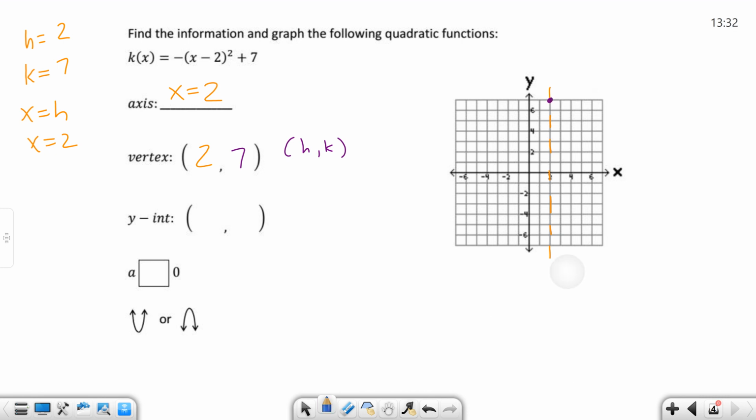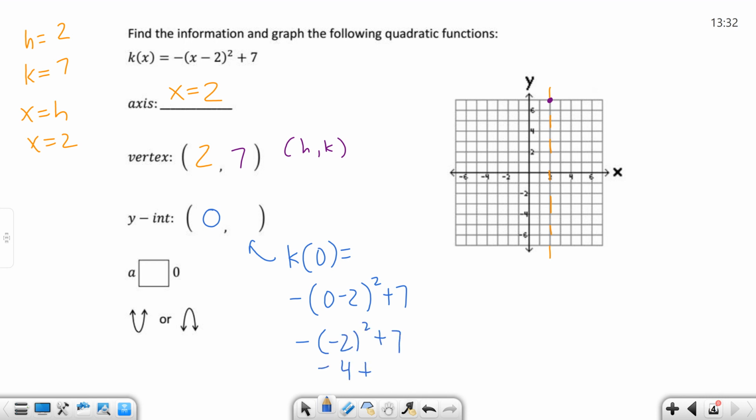And then let's keep going here and let's see what else we have. The y-intercept is 0 comma whatever, but this time I can't just look at it and tell. So I'm going to have to do k of 0, which is going to be negative 0 minus 2 squared plus 7. So that's going to be negative of negative 2 squared plus 7. So negative 4 plus 7, and that is a positive 3. So 0, 3.